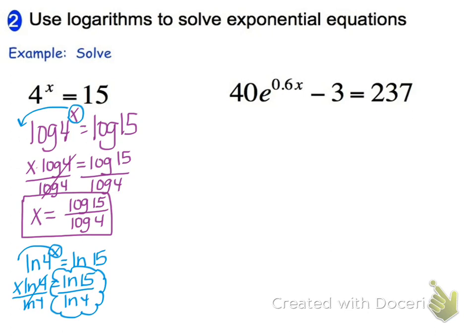Let's look at our next example. This one looks a lot more complicated, but it just requires a little bit of work first. The first thing I want you to notice is that we have more going on than just an exponential on the left side. So we need to get the left side down to only the exponential. We want it to only be this part right here, this e to the 0.6x. So we need to get rid of everything else. The first thing I'm going to do is add 3 to both sides.